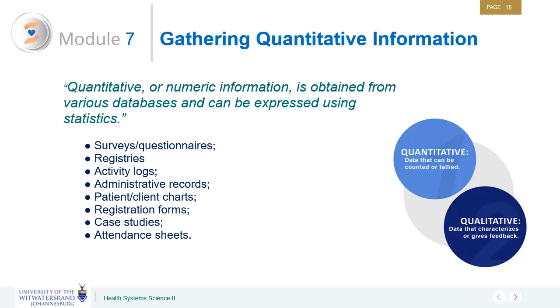The other method of gathering information is to use quantitative data collection tools. Quantitative or numeric information is obtained from various databases and can be expressed using statistics, which is very useful for showing change or change indicators. Some tools that can be used are surveys or questionnaires, registries, activity logs from programs, administrative records or patient-client charts, registration forms, if there are any existing case studies from the program, or attendance sheets.